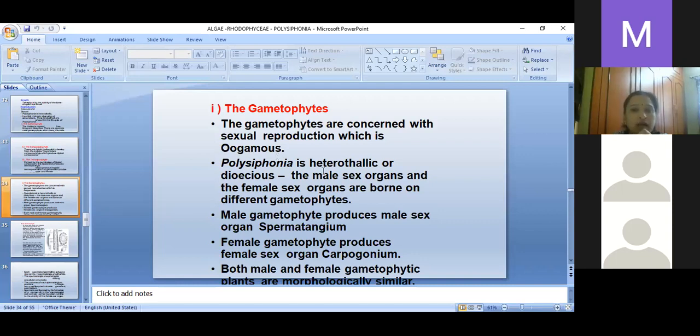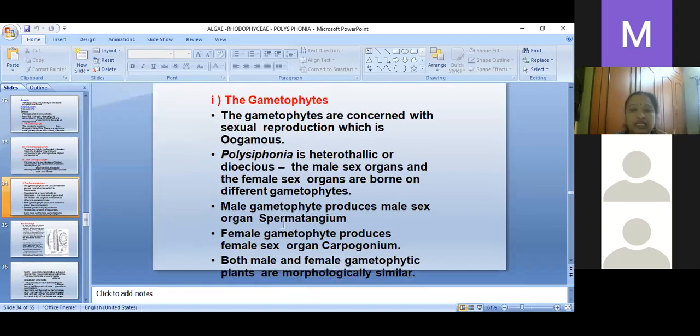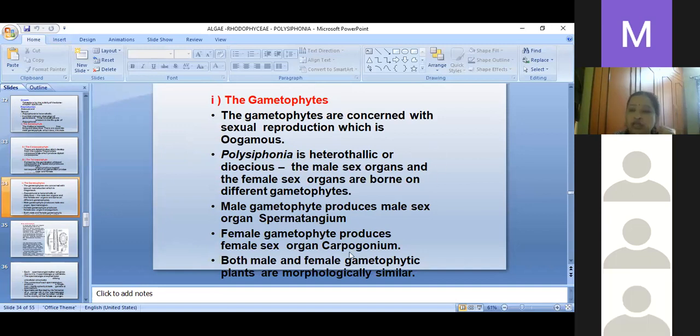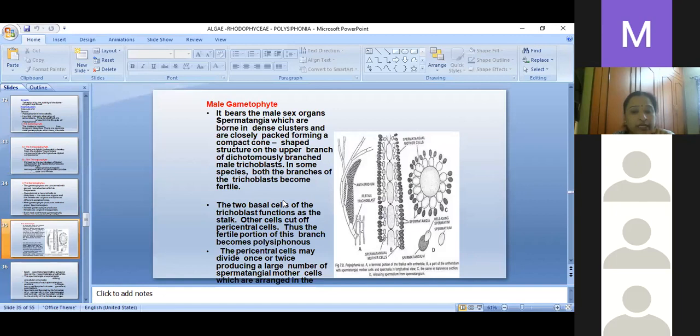Polysiphonia is heterothallic, or dioecious. Heterothallic means the male sex organ and female sex organ are borne on different plants or different gametophytes. That's why it is called a dioecious or heterothallic species. The male gametophyte produces the male sex organ, called the spermatium. The female gametophyte produces the female sex organ, the carpogonium. Both male and female gametophytic plants are morphologically similar but physiologically dissimilar.